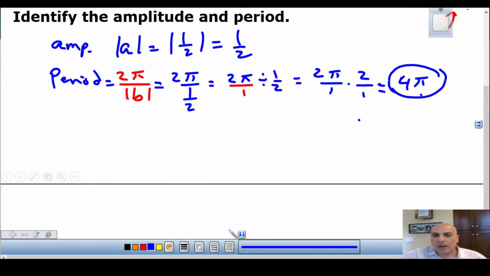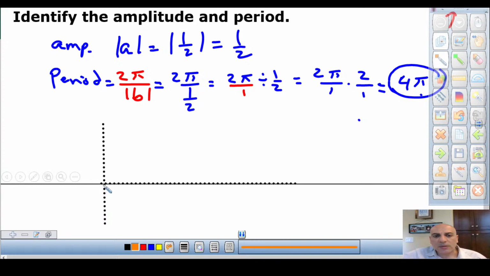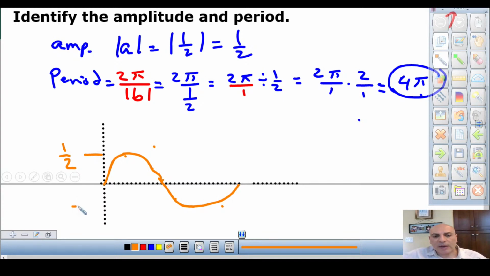And how does it look? Well, let's just graph it. So I have my x-axis, which represents the angle. So now this child, if I were to graph this dude here, I'm going to start here, go here, go down here, and go up here. I just have to know that this child reaches only 1/2, goes down to -1/2. This is -1/2.